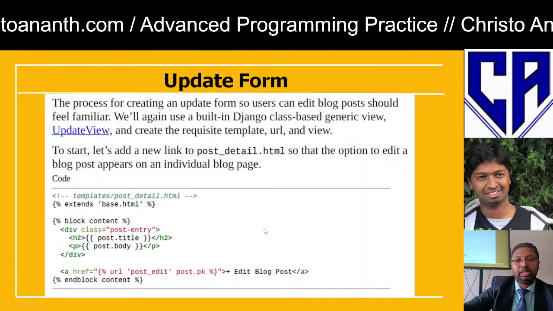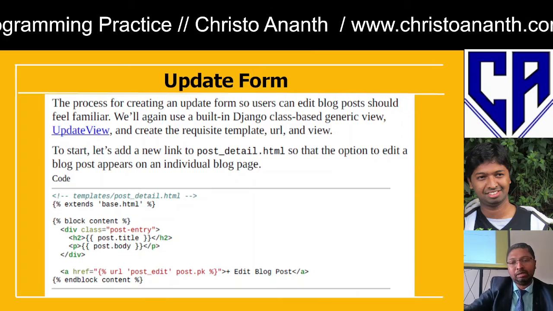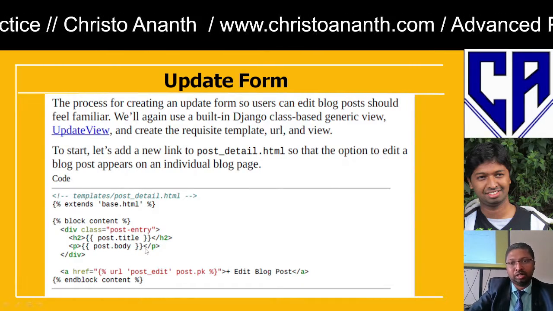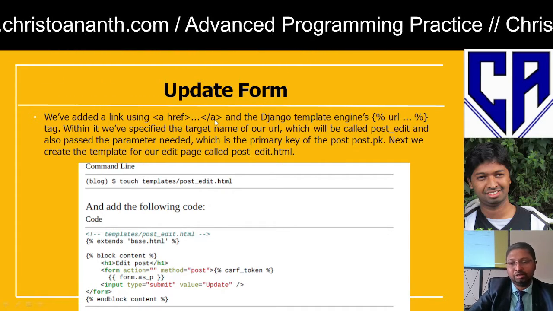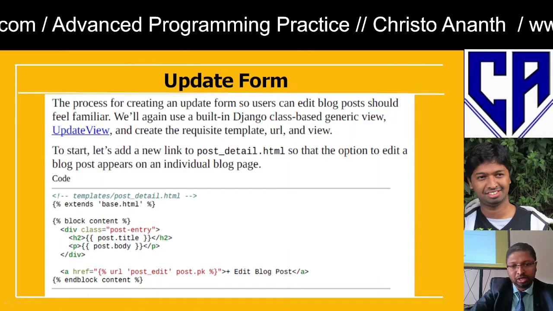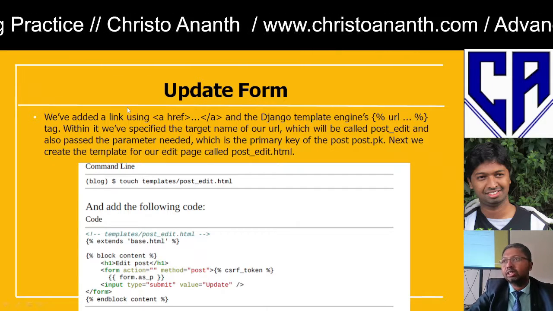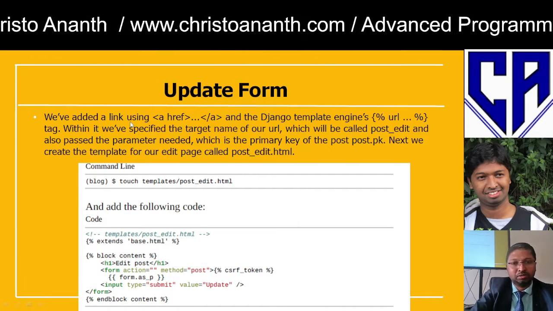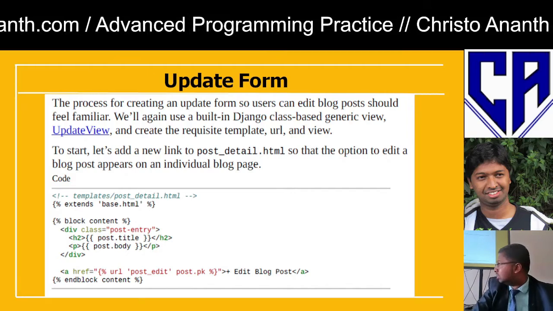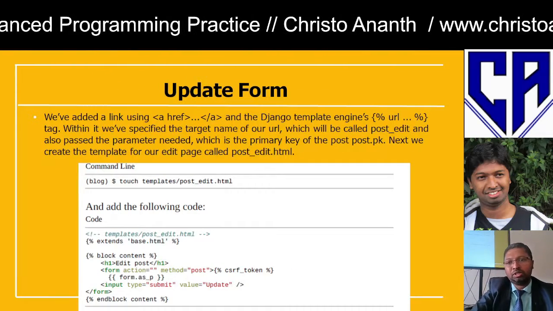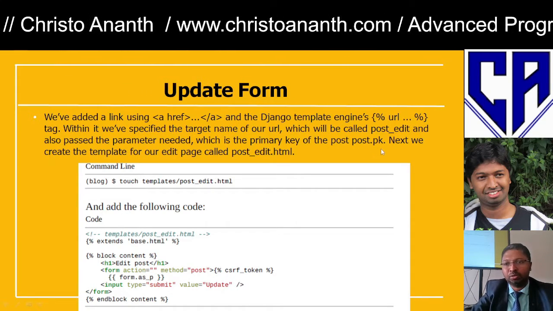So this is plus edit blog post. We had plus new blog post, and now we are going with plus edit blog post, and then the end block content. So we have added this a href, and we included this part: a href equal to url post_edit post.pk. PK is the primary key for this one. So this is for the post_edit, and we will have post.pk.